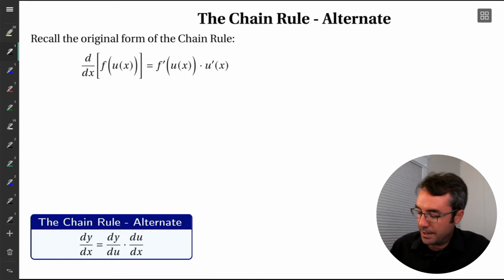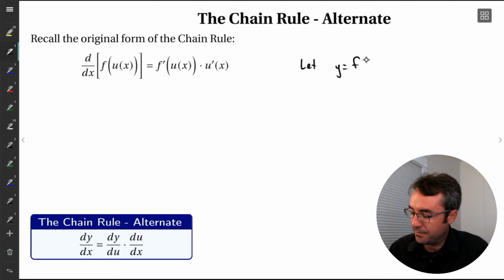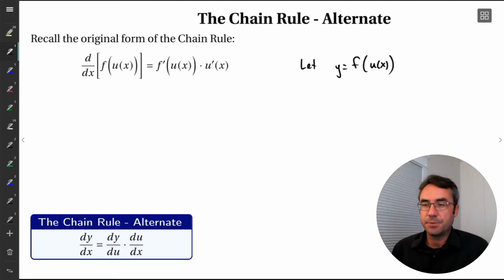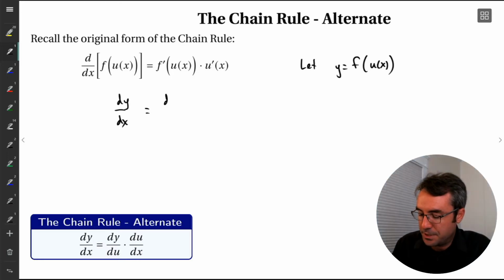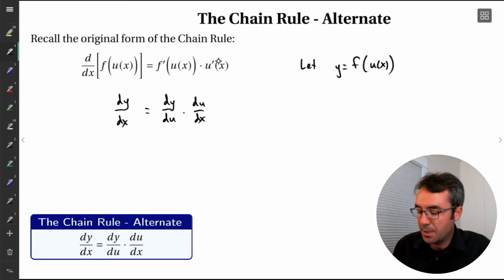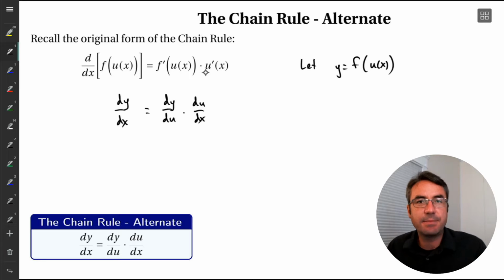So we're letting y equal f of u of x. So if we write this alternative form down below, dy/dx is equal to dy/du times du/dx, just to see how everything matches up. So this u prime of x, this is really just the derivative of u with respect to x.